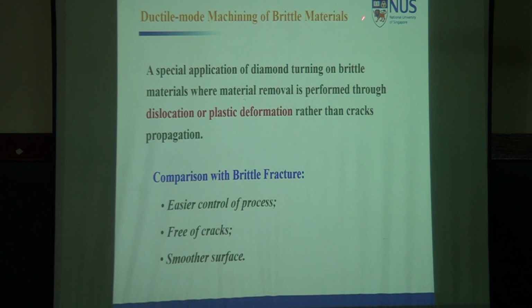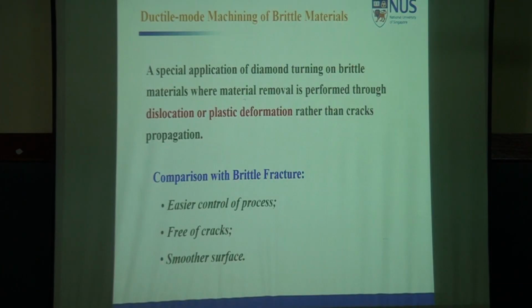So, ductile mode machining of brittle material is a special application of diamond turning on brittle material, where material removal is performed through dislocation or plastic deformation rather than crack propagation. Remember that. If it is crack propagation, then brittle material will crack and fracture. It will be abrasive machining or fragmented machining, machining brittle material in brittle mode.